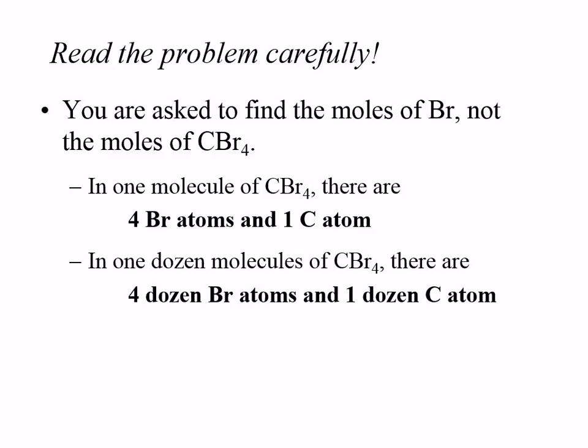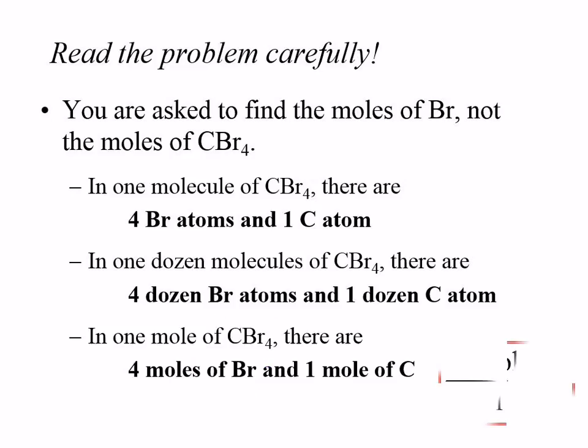And let's chop it up into piles of carbon and piles of bromine. Do you see where we're going to have a dozen bromine atoms? Oh, did I do 4 dozen bromine atoms and 1 dozen carbon atoms? I totally butchered that. All I'm saying is that if you have my carbon, bromine, bromine, bromine, bromine, and you have a dozen of those and you chop them up, then you're going to have a dozen carbon and 4 dozen bromine.